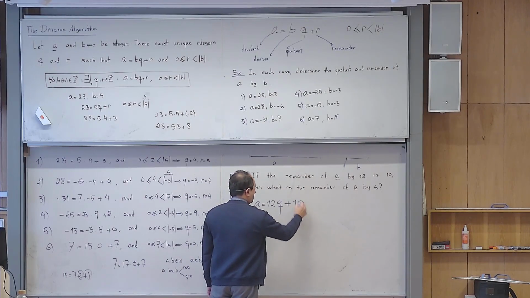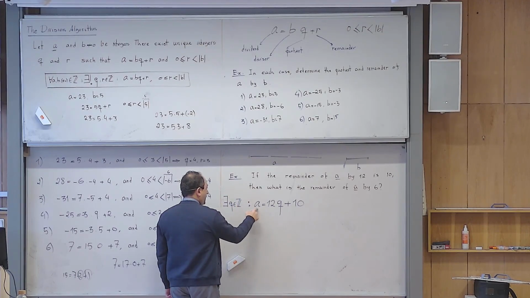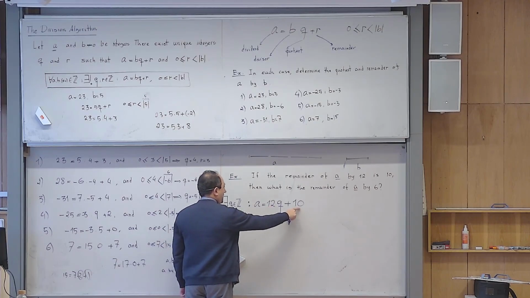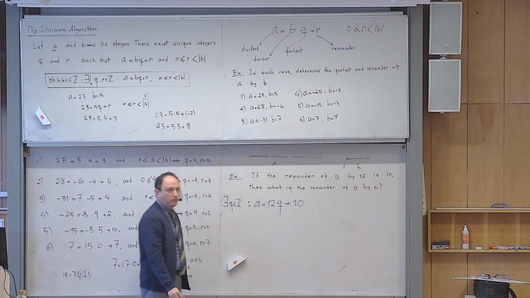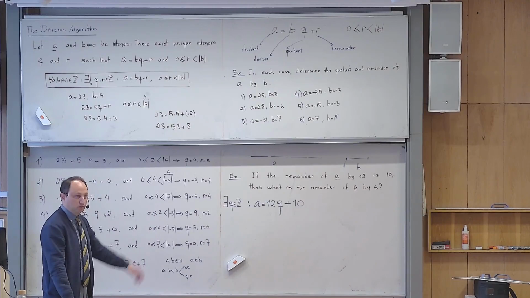So if I want to write it fine, so I say that there exists a Q in Z such that A when divided by 12 gives me remainder 10, and I don't know the quotient. It is not given to me in the problem. So that is the translation of that English sentence. Yes, this is what we know.